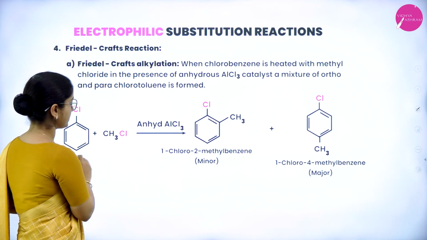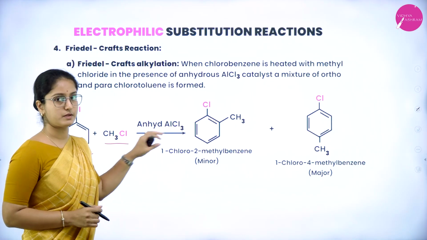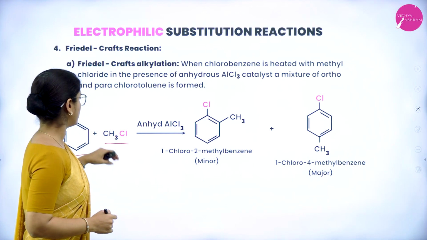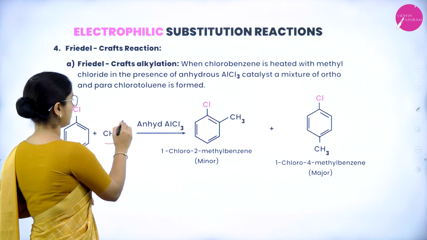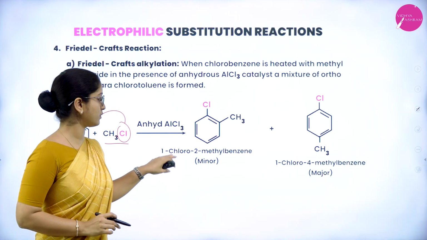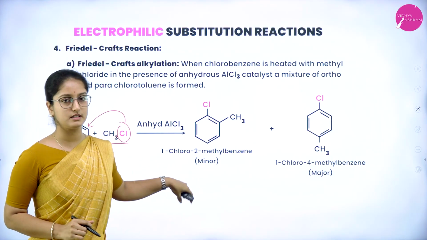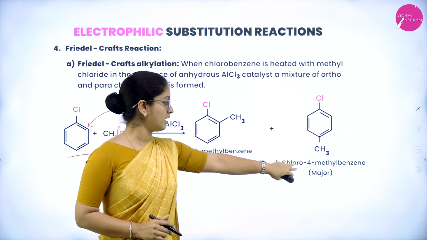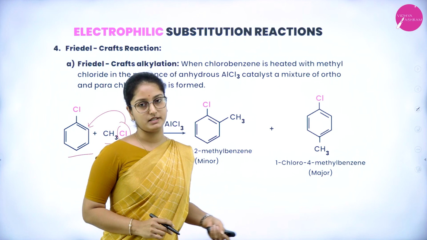So here is chlorobenzene and methyl chloride in the presence of aluminium chloride. So this methyl group is going to take a position of ortho. So it is 1-chloro-2-methylbenzene, and again a mixture, 1-chloro-4-methylbenzene.